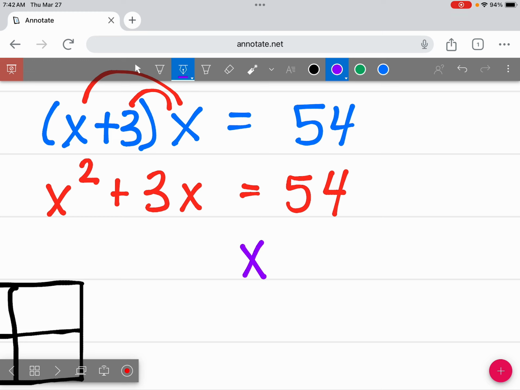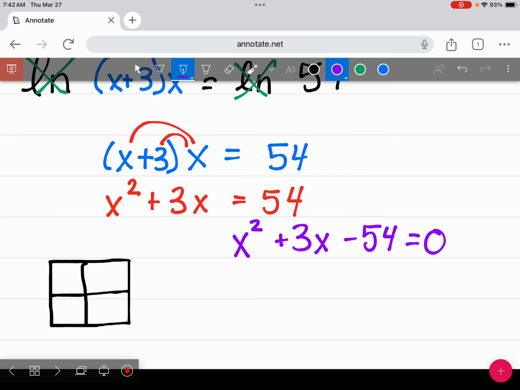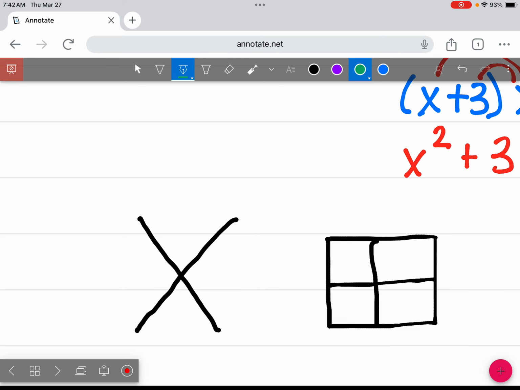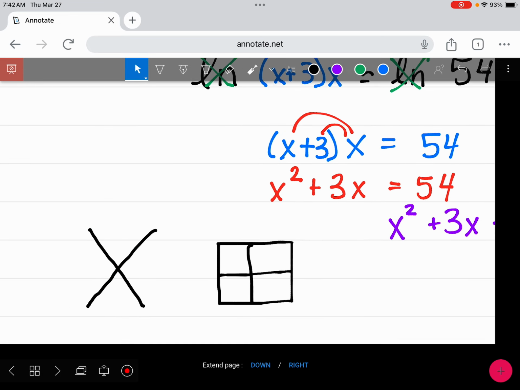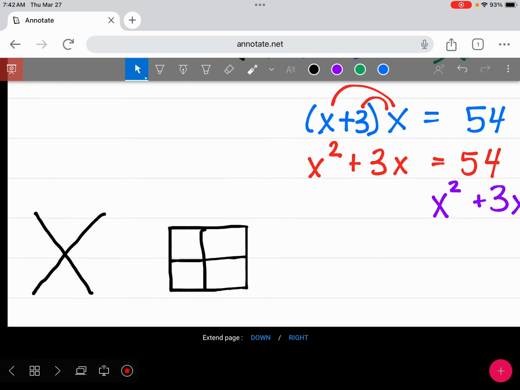So this is going to be our x squared plus 3x minus 54 equals 0, because I have to subtract 54 from both sides. So we need it to equal 0 first. When we're factoring, scooching this over. What are we going to put up here?